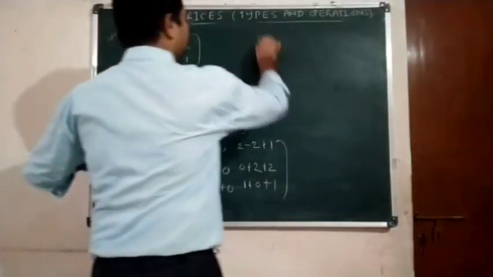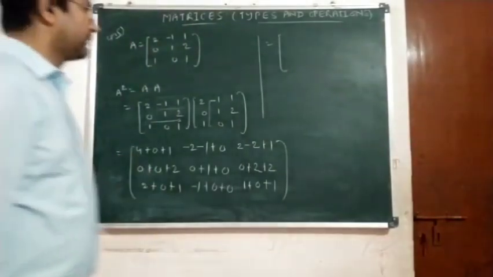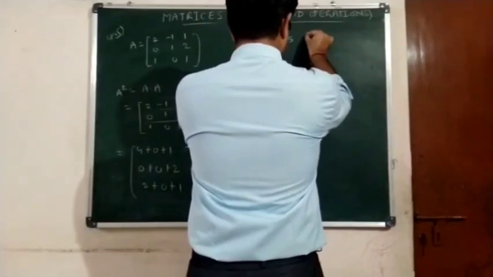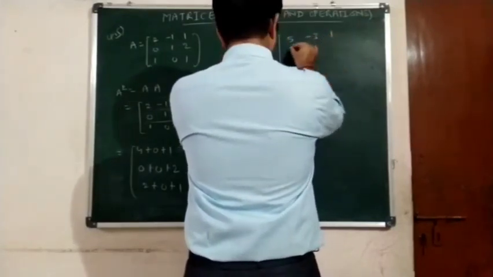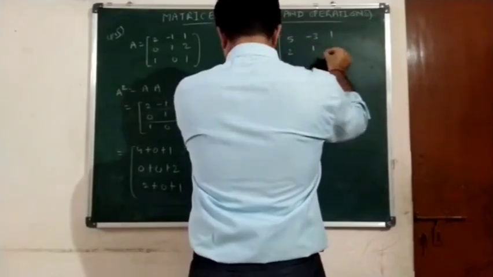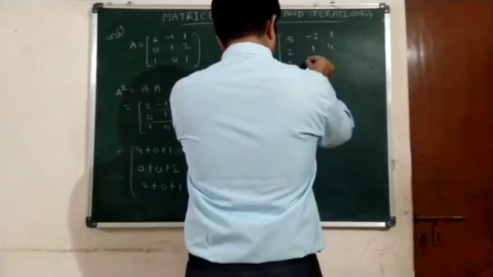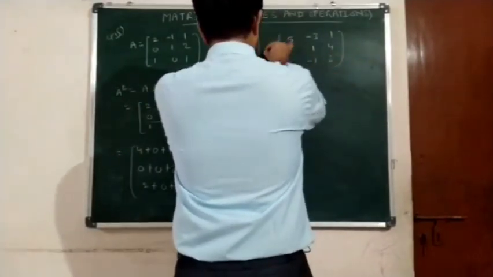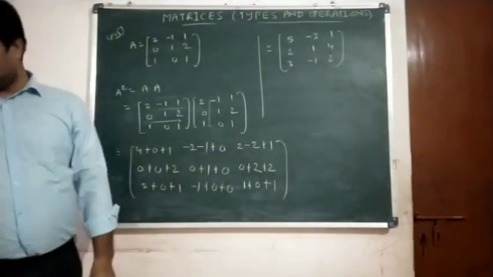Okay, now let us simplify. 4 plus 1 is 5. Okay, minus 2 minus 1 is minus 3 and 1. Then 2 1s are 2, 2 plus 1 is 3, minus 1 and 2. So this is the required matrix A square. Clear? Please note down this.